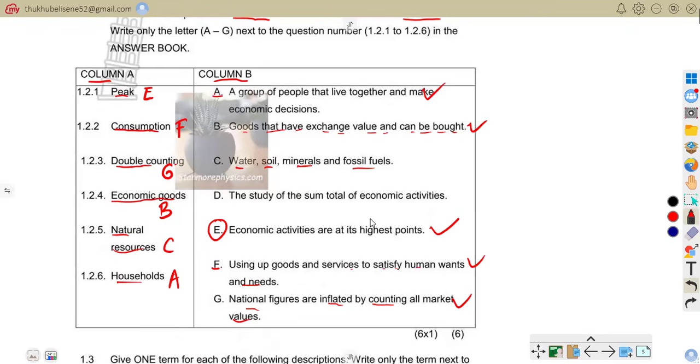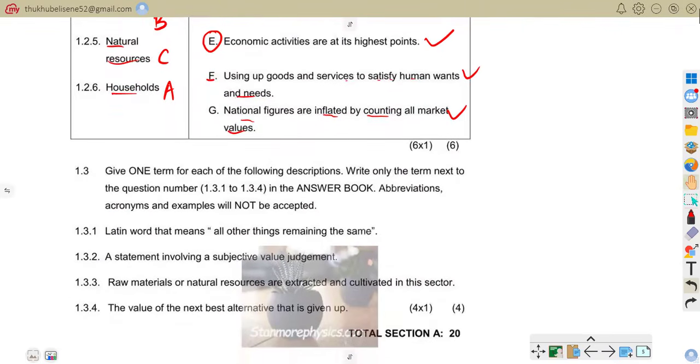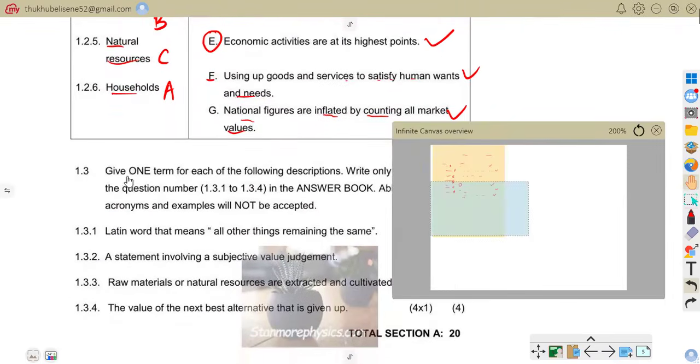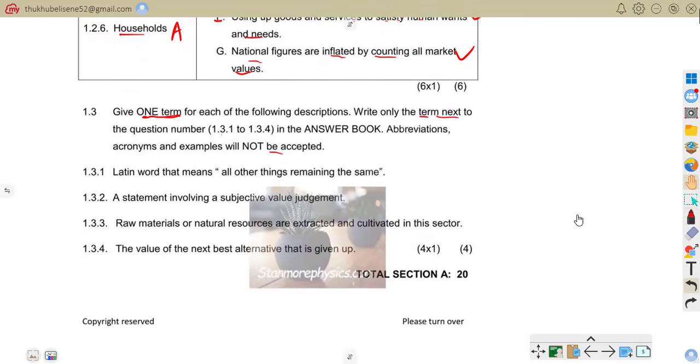So now we are moving on to 1.3. Let us move on to 1.3. Our 1.3 says: give one term for each of the following descriptions and write only the term next to the question number 1.31 to 1.35 in the answer book. Abbreviations, acronyms and examples will not be accepted. So that is that. Now let us start with 1.31.